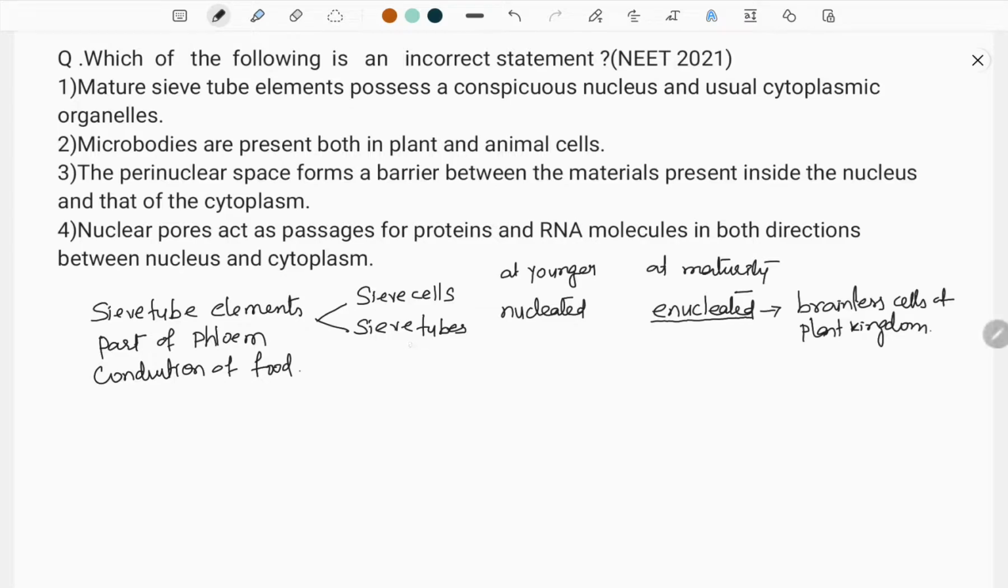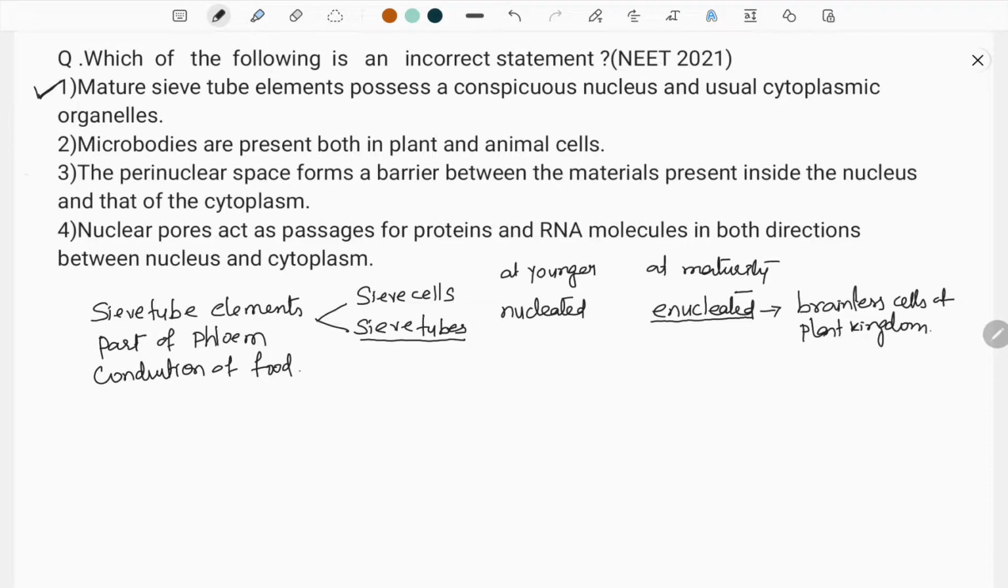And we know that companion cells and sieve tubes are very much accompanied with each other. Both are found only in angiosperms, they are absent in gymnosperms. So this statement is incorrect. The first statement is incorrect. So this is the right answer for the question.